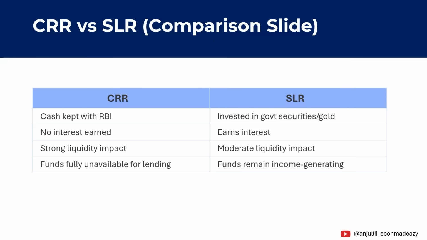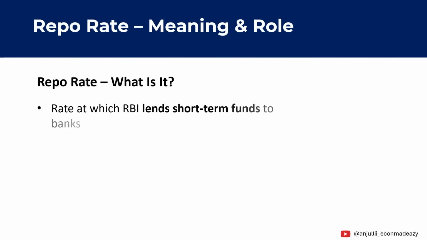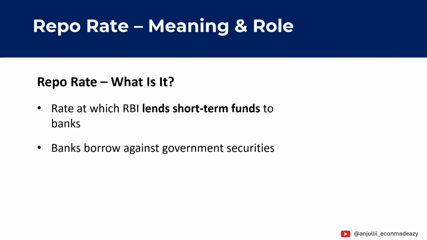Now that we understand how the RBI controls the quantity of money banks can lend, let's move to another set of tools that control the cost of borrowing, the repo rate and reverse repo rate. Repo rate is the rate at which the RBI lends short-term funds to commercial banks, usually against government securities. When this rate changes, banks adjust their own lending interest rates.